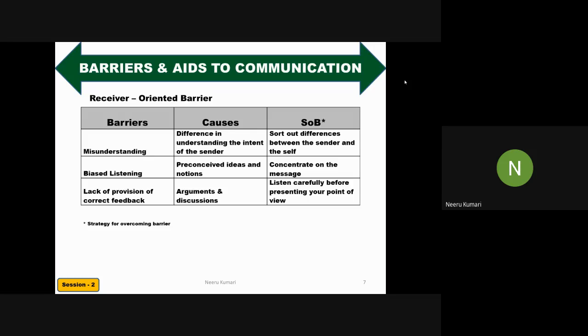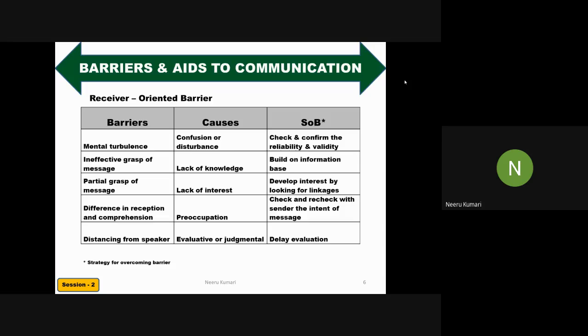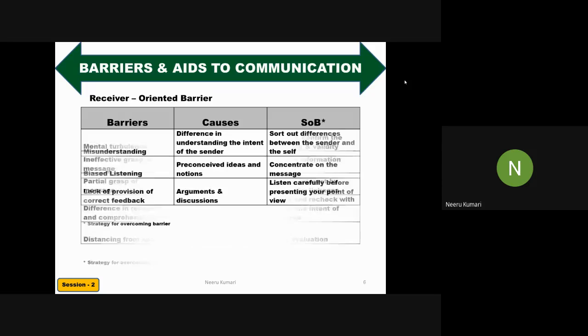So let me once again reiterate, when we talk about the receiver's point of view, the person who is listening, from the listener's point of view, we discussed mental turbulence, ineffective grasp of information, partial grasp of message, the differences in reception and comprehension, and distancing from the speaker. We talked about misunderstanding, biased listening, and lack of provision of correct feedback.